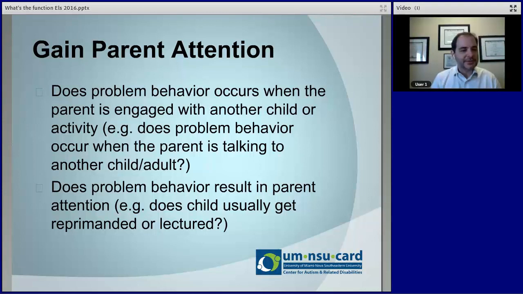"Don't do that. Please wait. I've told you this before. Just wait till I'm done." And we start engaging in all this attention. And that is the trick. That is the problem here, the pitfall of the attention function, is that even when we think we're not paying attention to the behavior, we probably are.